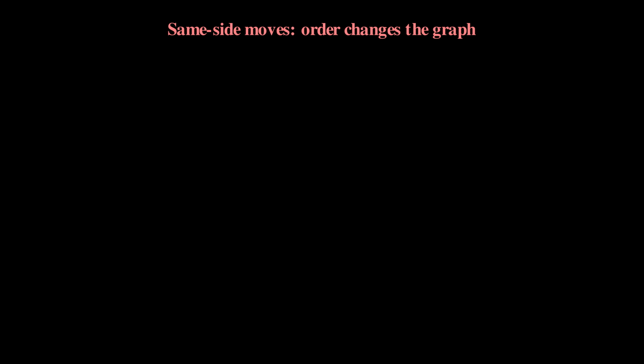Part 5 drives home why order can matter, and it's the single most common place students lose marks. Take one point, (0, 1), and apply two transformations that both act on y: a vertical stretch of factor 2, and the translation up 3. Watch what happens when we swap the order.